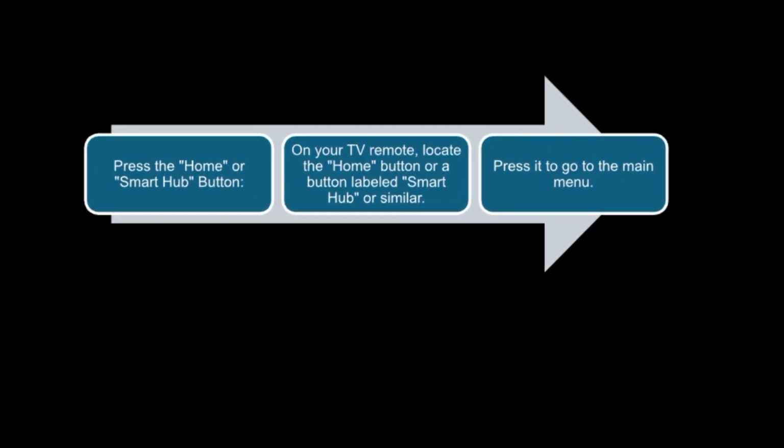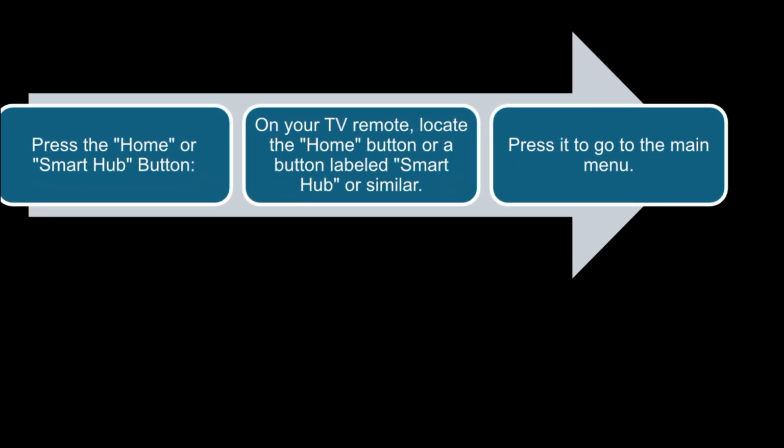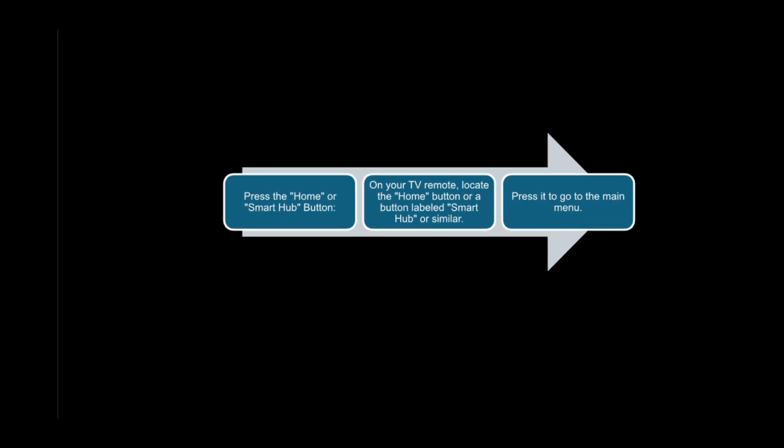So, press the Home or Smart Hub button on your TV remote. Locate the Home button or a button labeled Smart Hub or similar. Press it to go to the main menu.